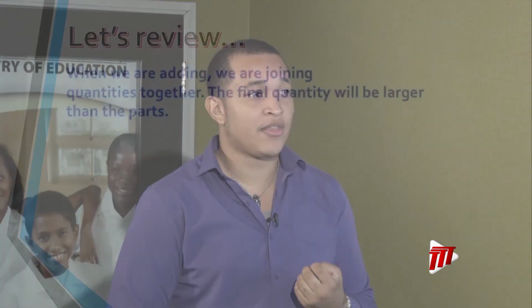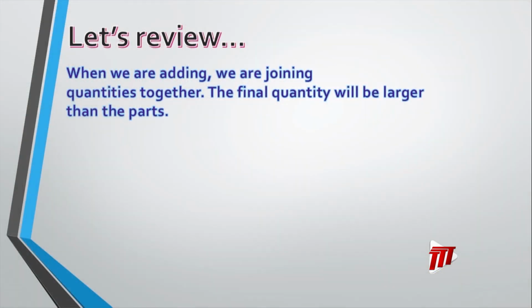So good. When we are adding, we are joining quantities together, and the final quantity will be larger than its parts. Good? So you have two numbers, or two quantities, or two groups of things, and you're putting them together. The new group that is formed will be larger than the other one. That's all of that saying. Adding is putting quantities together. So that's what that's about there.